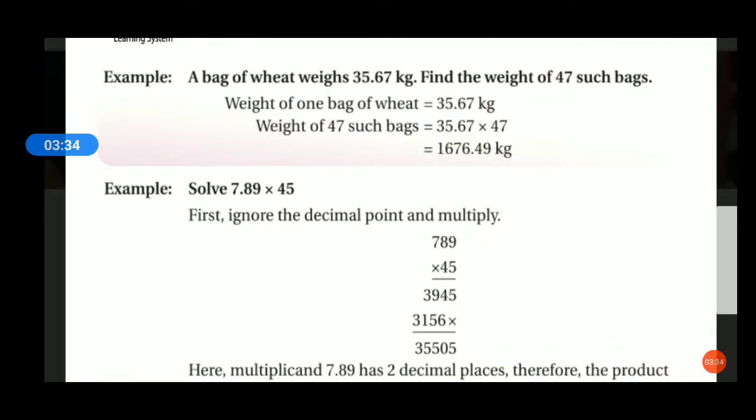See here students, a bag of wheat weighs 35.67 kg. Find the weight of 47 such bags. One bag's weight is 35.67 kg. They are asking how much weight 47 such bags will have. So you need to multiply. Before multiplying, as I have said, just multiply directly without considering the decimal.